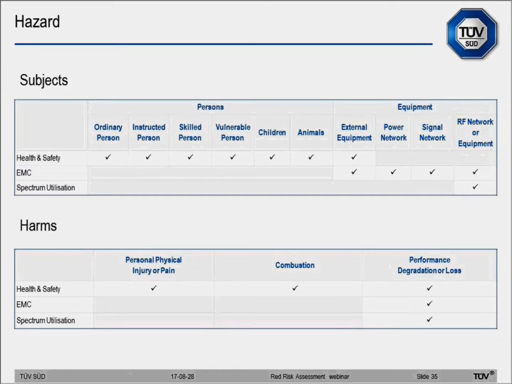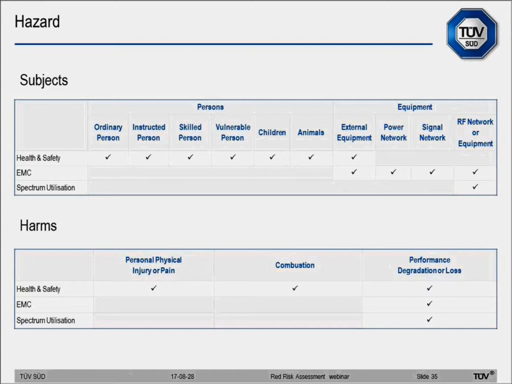If a hazard is a potential source of harm or adverse effect on a person or equipment, then we need to identify persons and equipment affected by hazards. In addition to how persons or equipment may be harmed, this may vary depending on the essential requirement you're assessing. For example, health and safety: an RF exposure hazard could affect the user or bystanders, and the adverse effect is that it could cause harmful physical injury or pain.